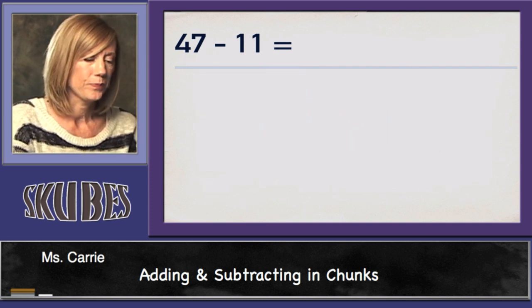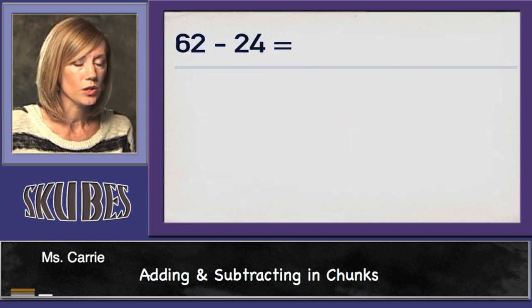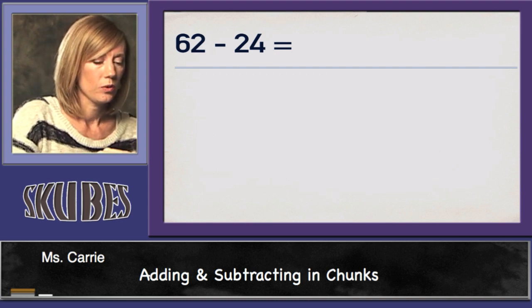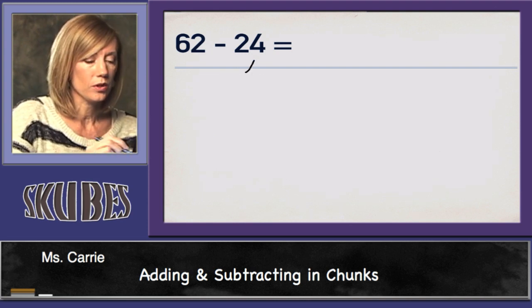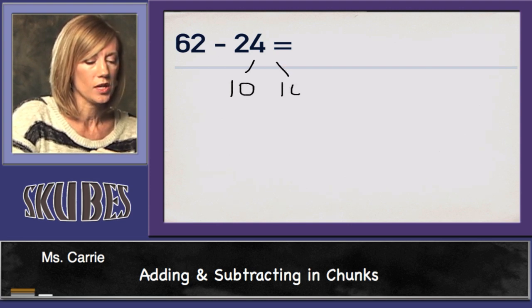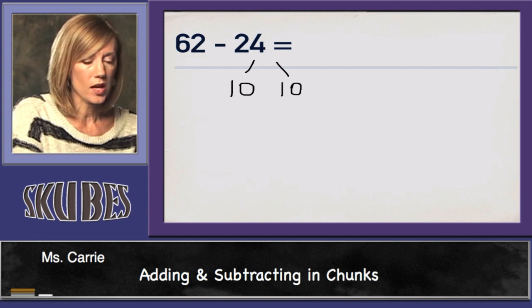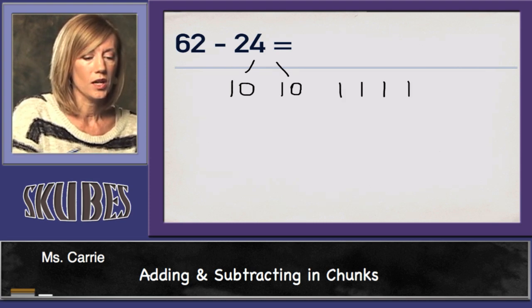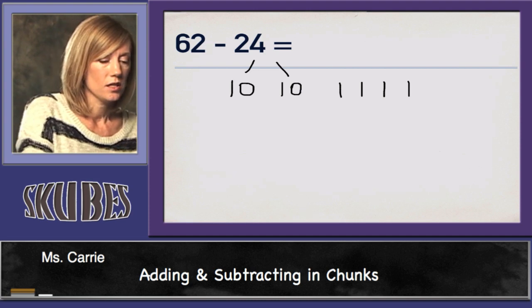Let's try another one. Here we have 62 minus 24. We're going to chunk our smaller number, which is 24. So we have 10, 20, and here are 4 ones. 1, 2, 3, 4.